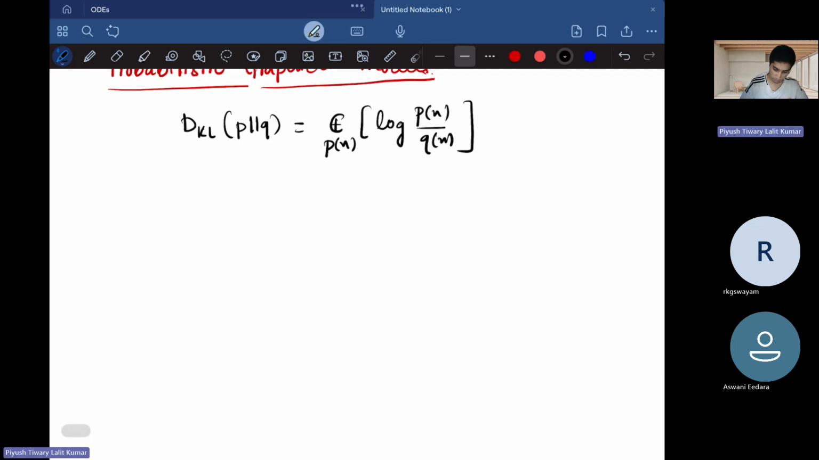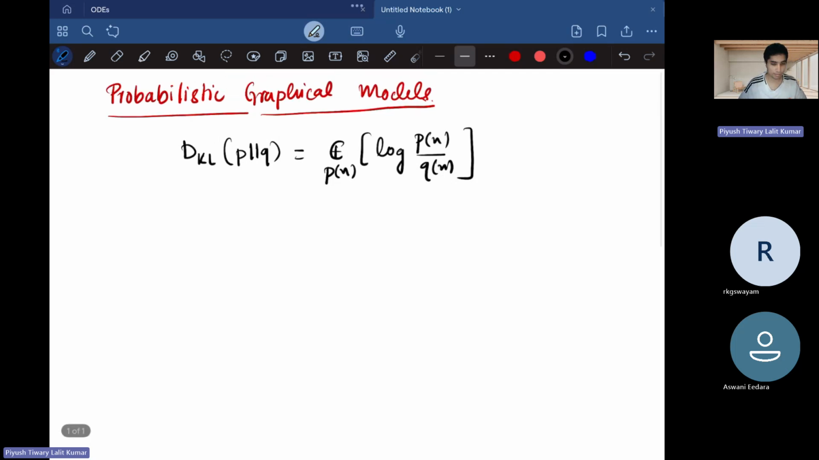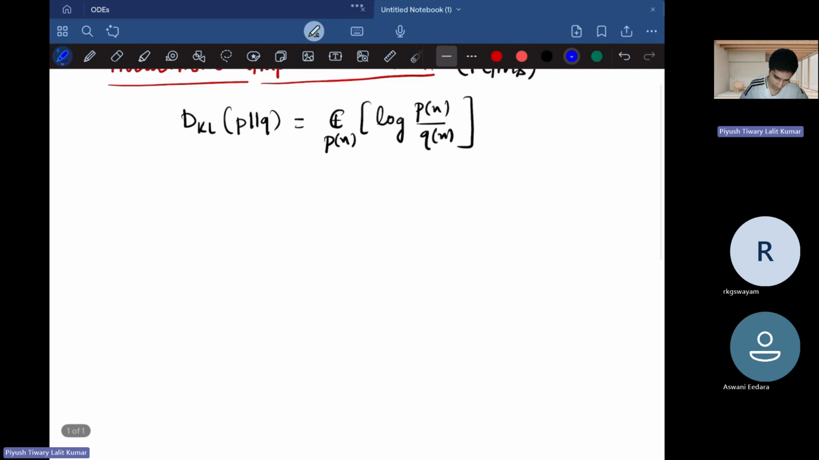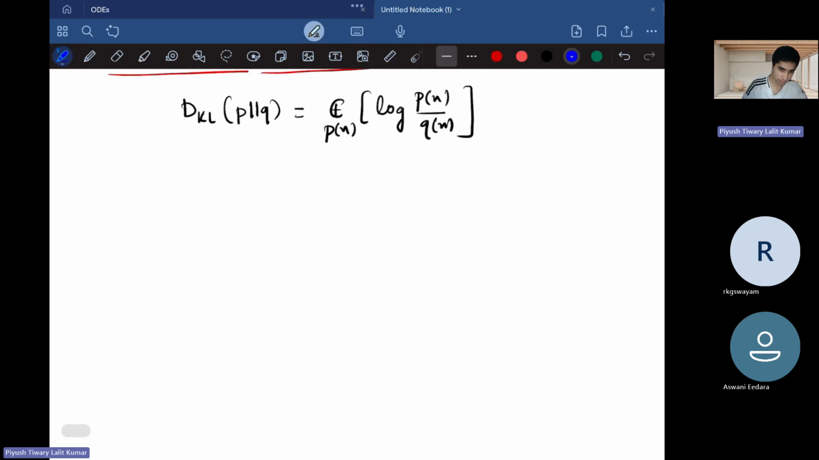So what are probabilistic graphical models and why do we want to study them? This is PGMs, shorthand notation for that. Why do we want to study it? What is the objective and so on? Let us write that down very explicitly. There are two objectives. What are the two objectives?